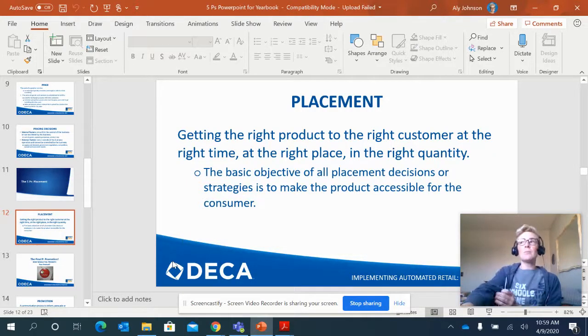So, for instance, you want to make sure that you have plenty of big screen TVs available before the Super Bowl actually happens. So, have those big screen TVs available in your store.